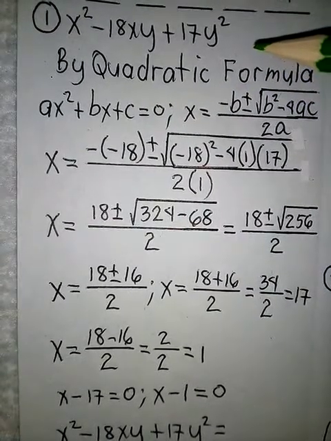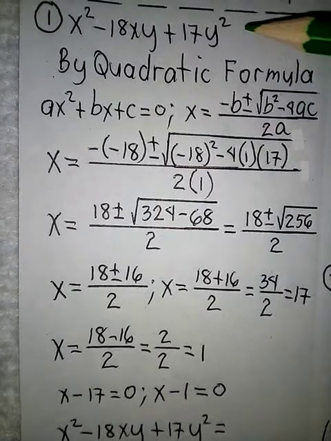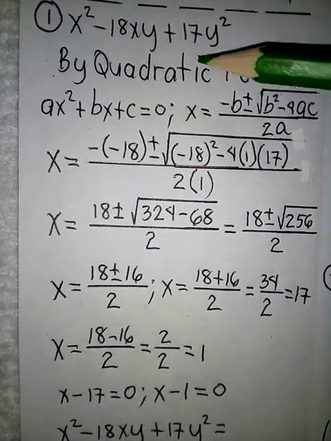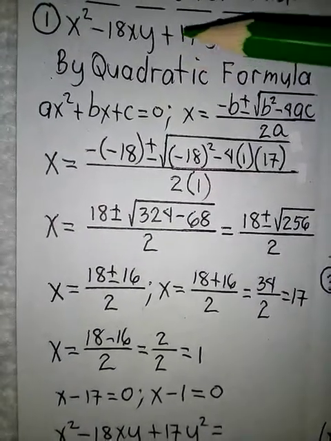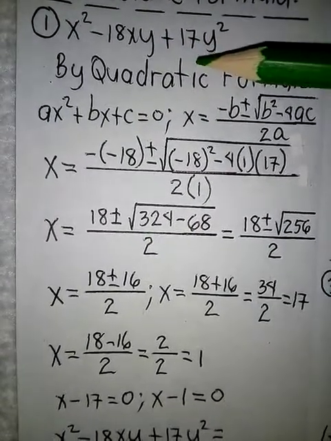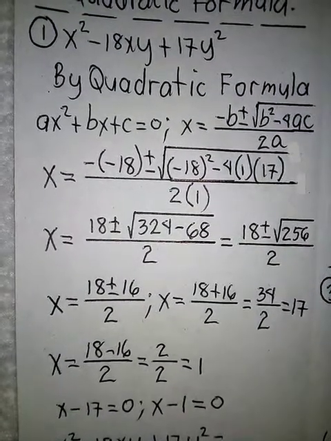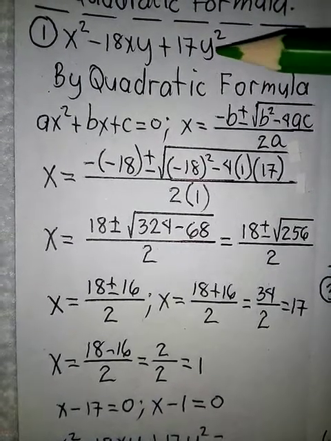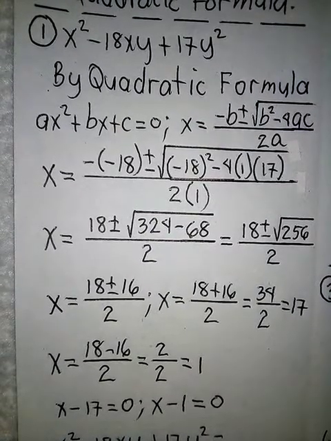And also, again, we have a somewhat different quadratic equation. We are given x squared minus 18xy plus 17y squared. Usually, we have only either variable x or y or other variables, and then the last term is constant. Here we have two variables, but just the same, this is a quadratic equation. So this time we will use the quadratic formula.